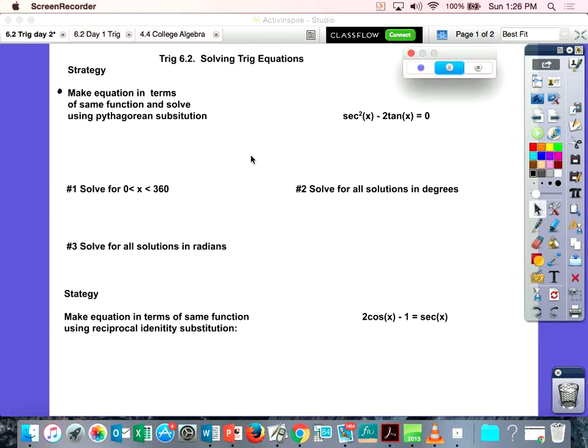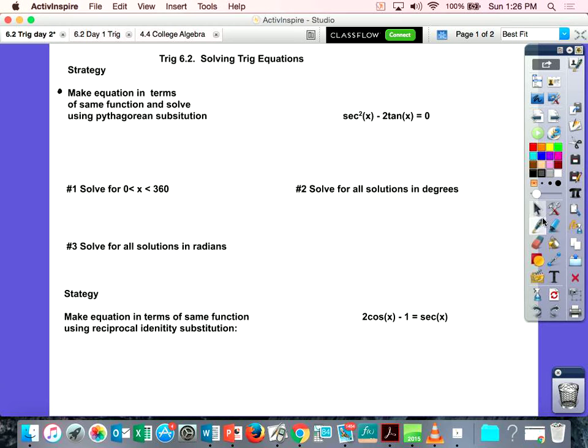Alright, let's solve some trig equations. You're going to use some of the same techniques that you used last week, but with a few different strategies. The first strategy is to change this trig equation into an equation of the same function. So you're going to have to try to change this to tangent or this to secant.